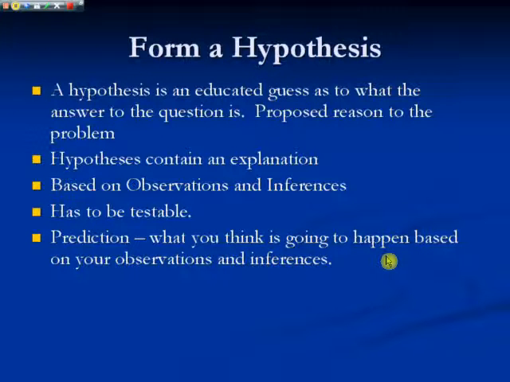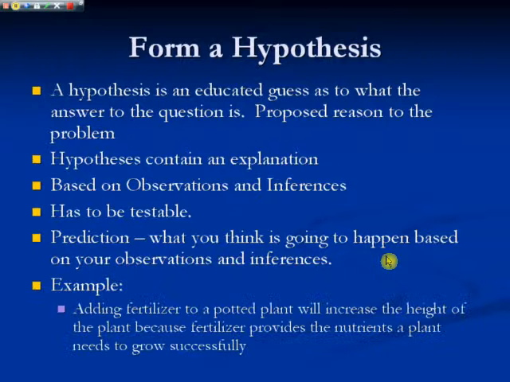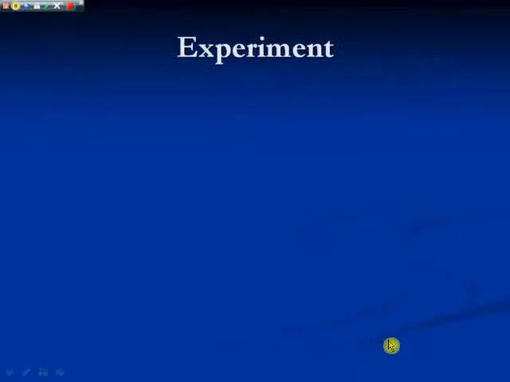A prediction is what you think is going to happen based on your observations and inferences. An example would be adding fertilizer to a potted plant will increase the height of the plant because fertilizer provides the nutrients a plant needs to grow successfully. And again, the prediction is that adding fertilizer to a potted plant will increase the height of the plant. That's the prediction, but I need to explain why. And the answer there is because fertilizer provides the nutrients a plant needs to grow successfully.